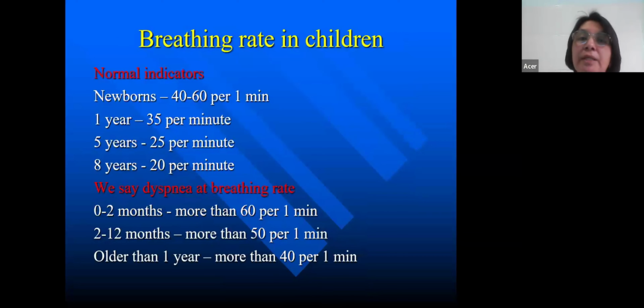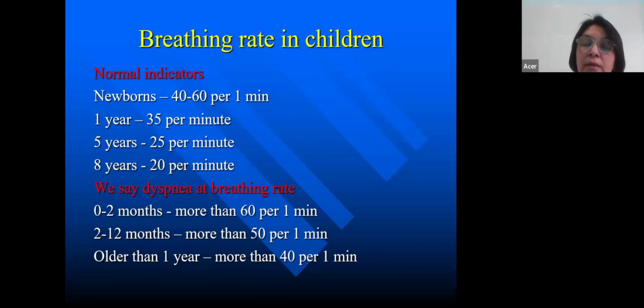For assessment of breathing rate in children, you should know the normal indicators. Normal breathing rate. In newborns, 40-60 per minute. 1 year old baby, 35 per minute. 5 years old, 25 per minute. And 8 years, 20 per minute. After 8 years old, like an adult, 16, 18 per minute.